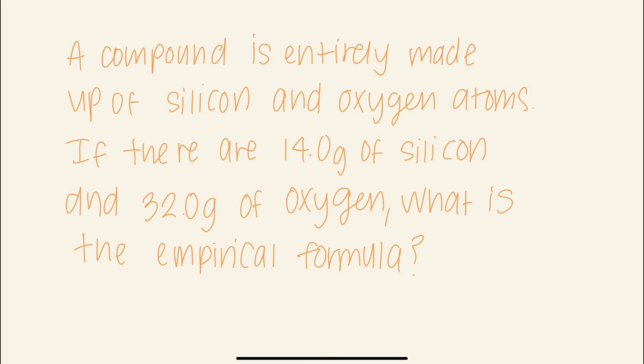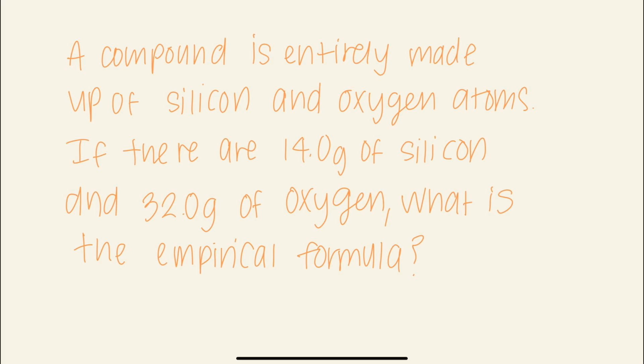A compound is entirely made up of silicon and oxygen atoms. If there are 14 grams of silicon and 32 grams of oxygen, what is the empirical formula? Pause the video and try to figure it out. Something different in here that we didn't have in our previous empirical formula problem is that in this one, it doesn't give us percentages.